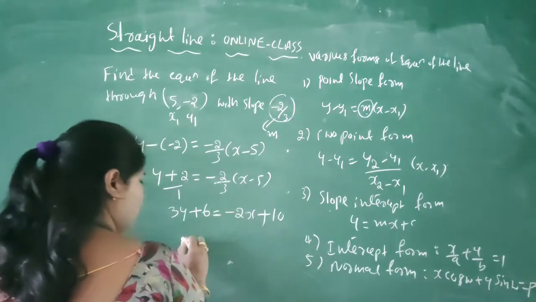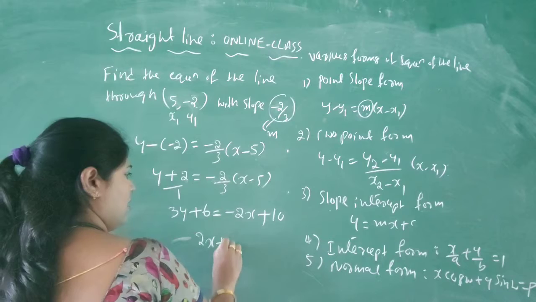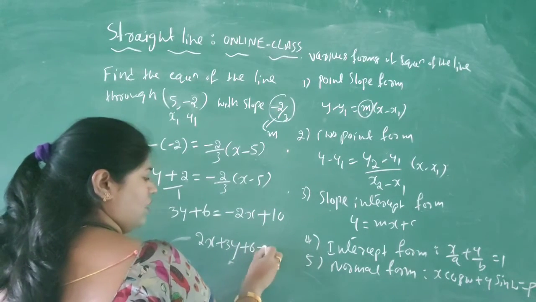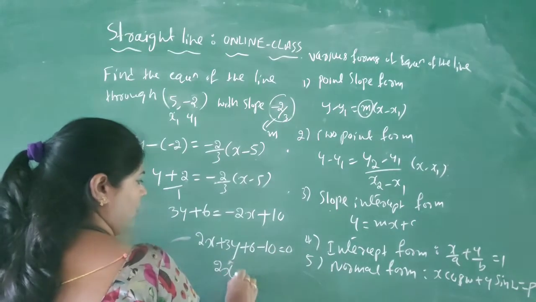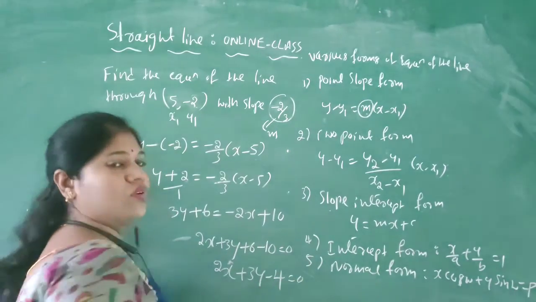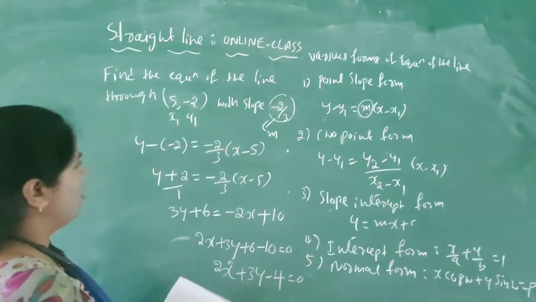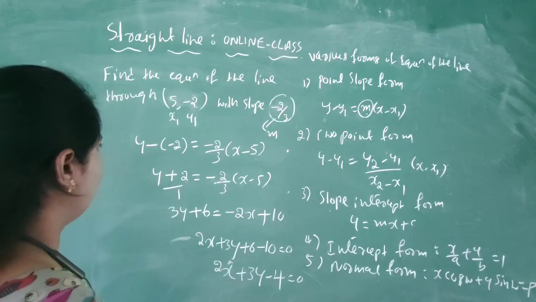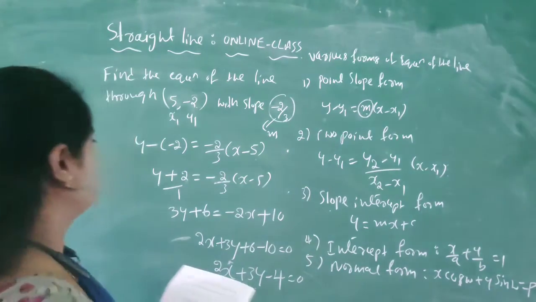After that, -2x, you take it to the LHS, it is going to be plus 2x, plus 3y is there, plus 6 minus 10 is going to be -4, is equal to 0. Then you get 2x plus 3y minus 4 is equal to 0. So this is the equation of the line. Okay. Next.